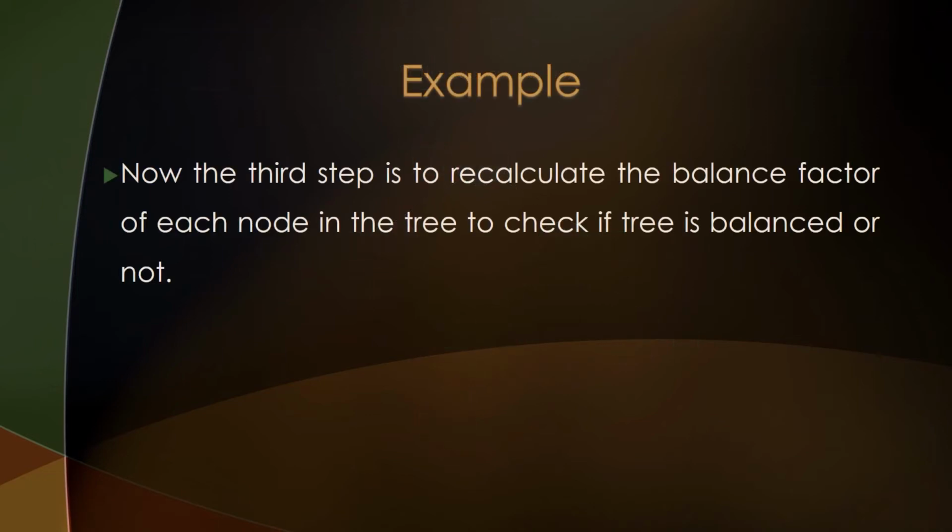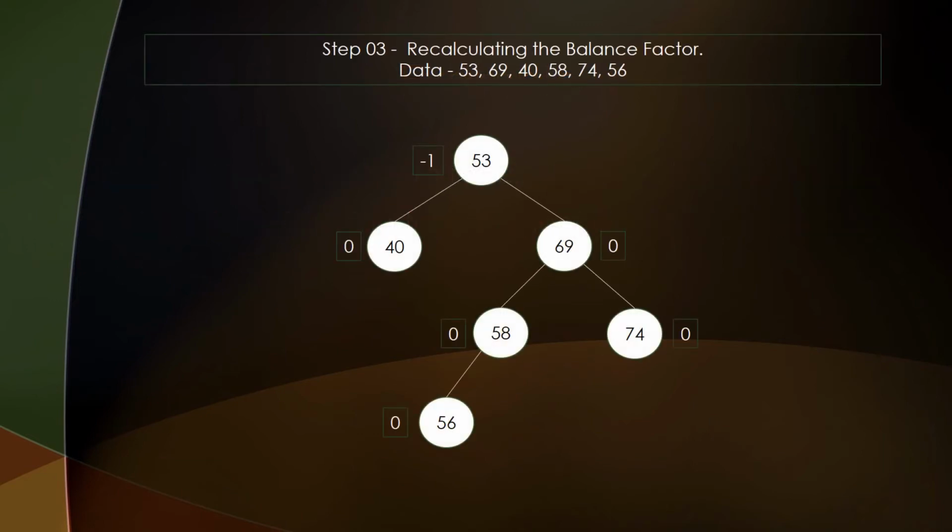Now the third step is to recalculate the balance factor of each node in the tree to check if the tree is balanced or not. Now I will begin with the recalculation of the balance factor. Since I have stated earlier that a leaf node should always have a balance factor of 0, since node 56 is a leaf node of the tree, it will have a balance factor of 0. Similarly, since 40 and 74 are also leaf nodes of the tree, they too will have a balance factor of 0. Now coming to the node 58. Now there is a single level in the left subtree, but there are no levels in the right subtree. So according to the balance factor formula, it would be 1 minus 0, giving a balance factor of 1 to node 58.